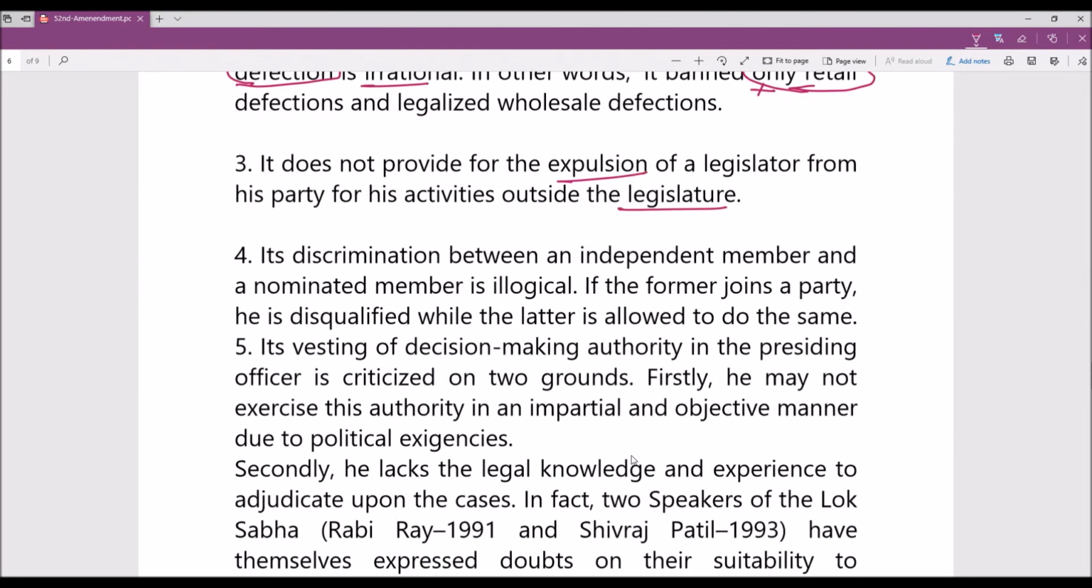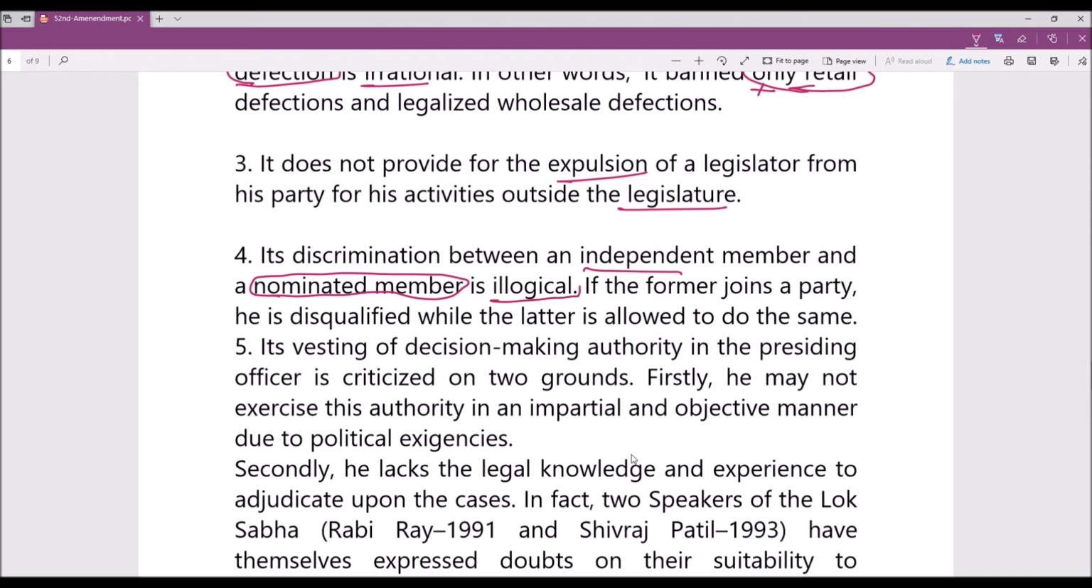There is a discrimination between independent members and nominated members. What happens? If an independent member, after winning an election seat without any party ticket, says that I'll join party A or B, he becomes disqualified to be a member of the house. But if a nominated member joins any political party within 6 months, he remains a member of the house. So there is no logic behind it.